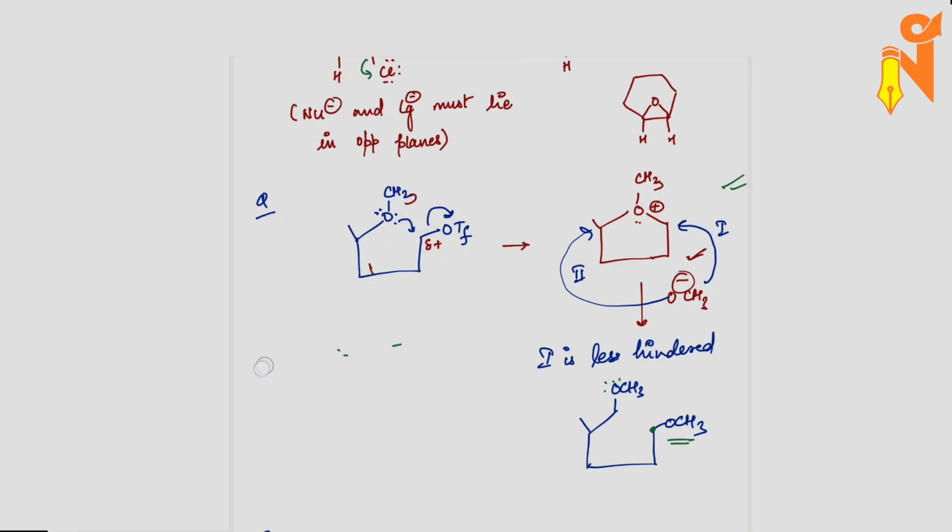And this is pretty much the basic information about SNi. We will see a few more examples to understand the different types of questions which can be asked from this part.